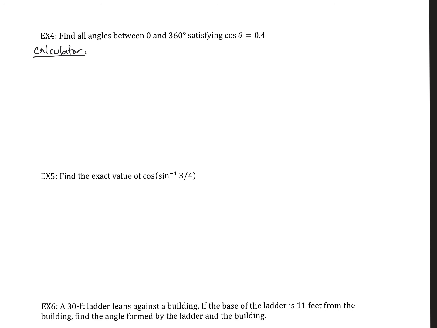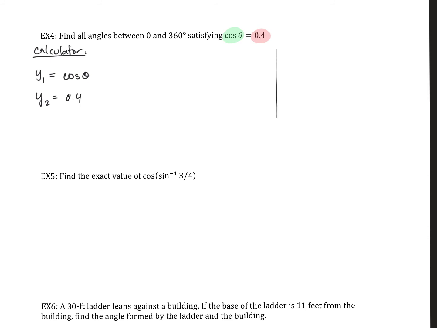So, for the calculator, what you're going to do is go to your graphing section. Please make sure that x is in degrees. And then you're going to pick your first y value. y1 should equal cosine of theta. Next, you're going to input another function, y2. That function you're going to input as 0.4. And then you're going to hit graph.